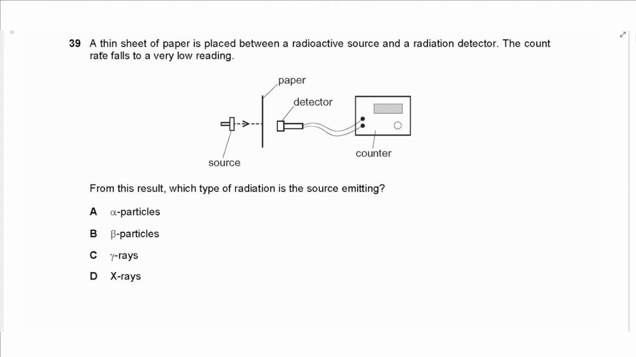Question 39 says a thin sheet of paper is placed between a radioactive source and a radiation detector. The count rate falls to a very low reading, which is background. From this result, which type of radiation is the source emitting? The only one that can be stopped by paper is the alpha particles. None of the others can be stopped by a piece of paper. So the answer is A.